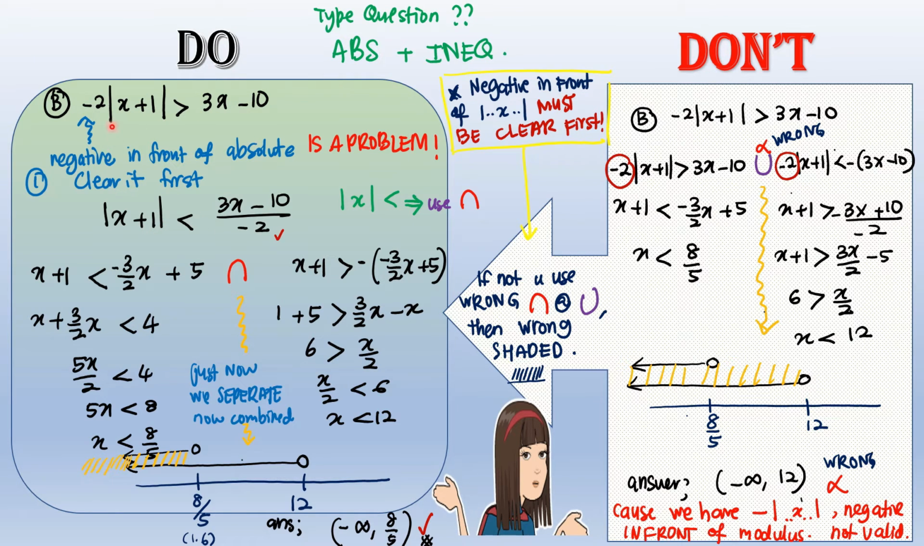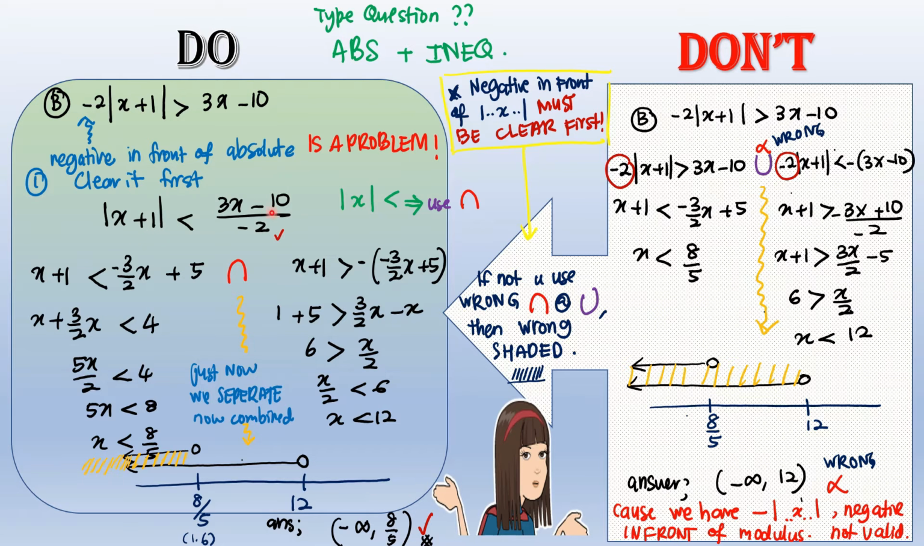Again, this is a question of modulus inequalities. A negative in front of the absolute value is a problem. Later we will see what the problem is. We need to clear the negative first. For you to clear the negative, that means we have to divide. Dividing by negative 2 means we need to change the symbol. So here this is our new equation.